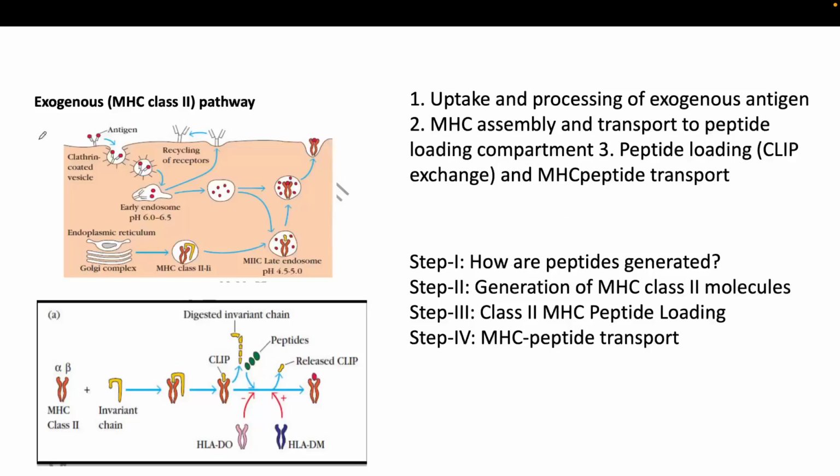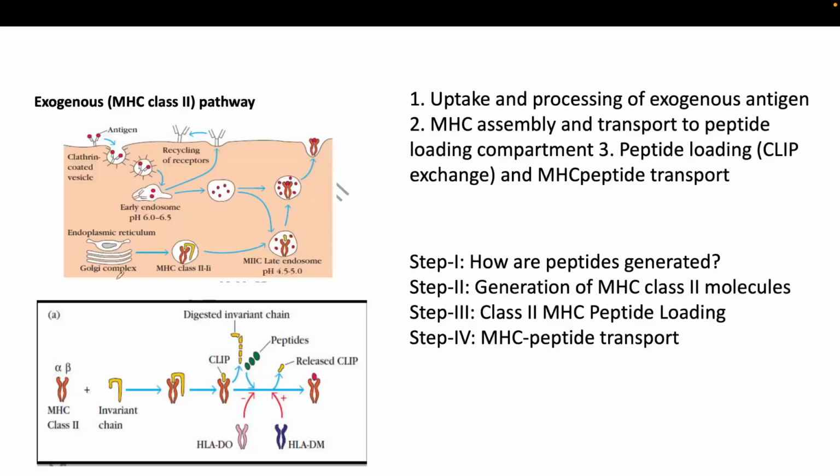Suppose there is an antigen which is already processed. Through the clathrin coated vesicle, it will be internalized inside the cell. It will create a vesicle for the internalization of this antigen, that is the clathrin coated vesicle. This clathrin coated vesicle will form the early endosome, and then the middle endosome, and then the late endosome.